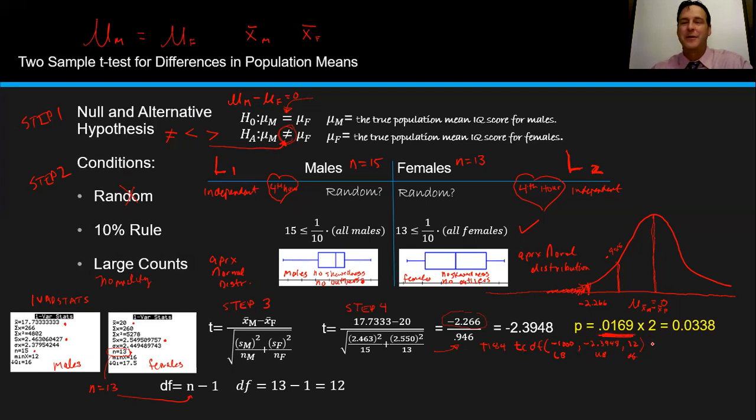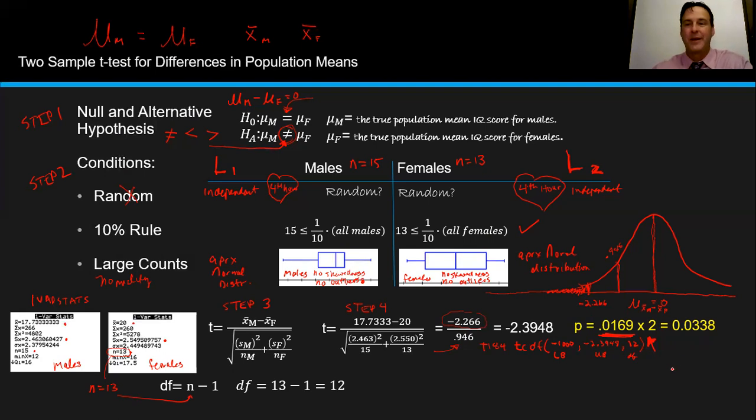Notice that you have this multiplied by 2. And what does that multiply by 2 mean? Because again, it's two-sided. We have a not equal to sign for our Ha. We're going to double our answer. So we have 0.0338 as our respective p-value.